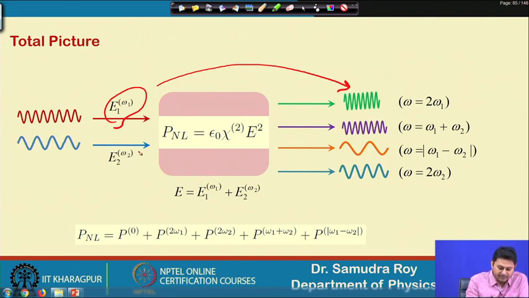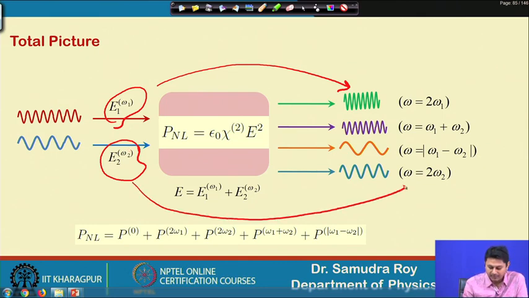If we consider individually another electric field, E2, having a frequency component omega 2, we are going to have the second harmonic of this, which is this one. So, omega 1 is a frequency whose second harmonic we will find. So, this is the total picture of what is basically going on when two different frequencies are there.